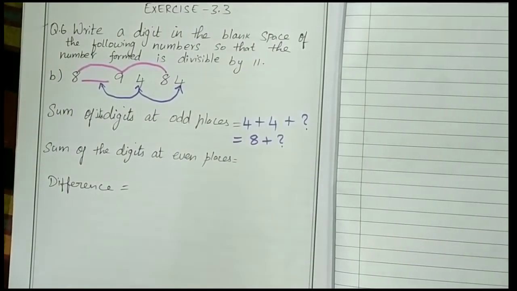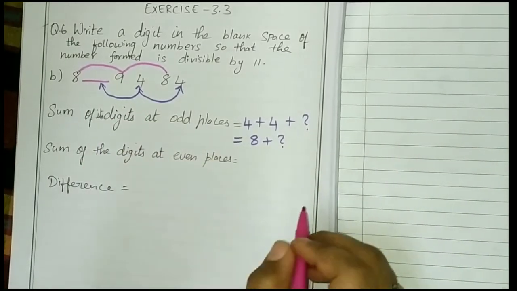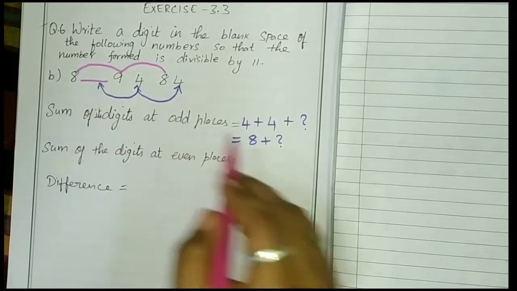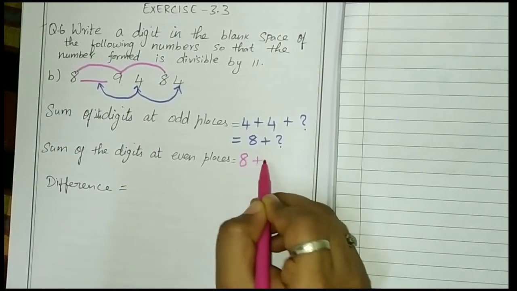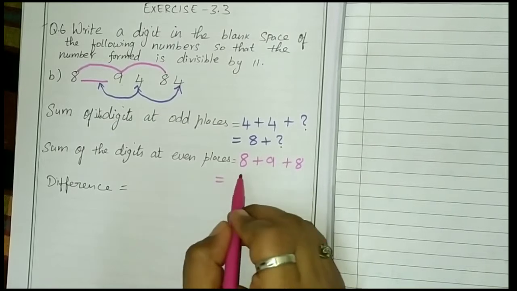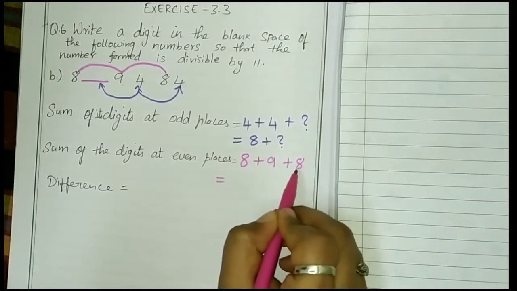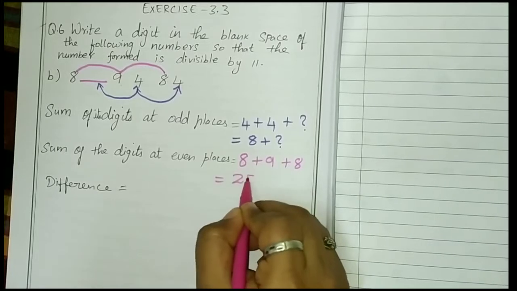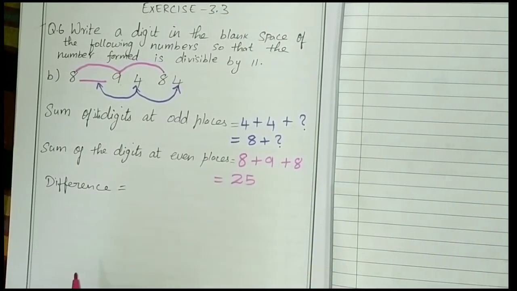Now, sum of the digits at even places. What numbers are there in the even places? 8 plus 9 plus 8. So, easily you can add it. 8 plus 8, 16. 16 plus 8, 24. 24 plus 1, it is 25. Am I right?